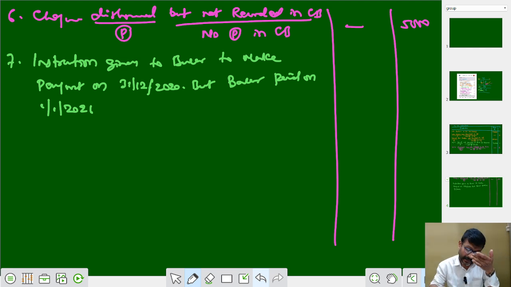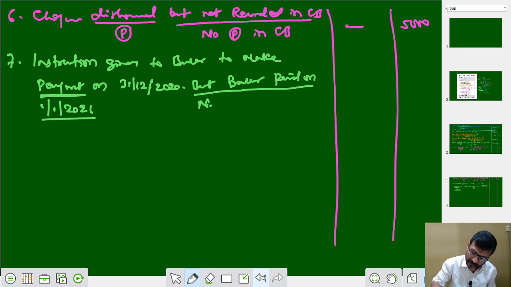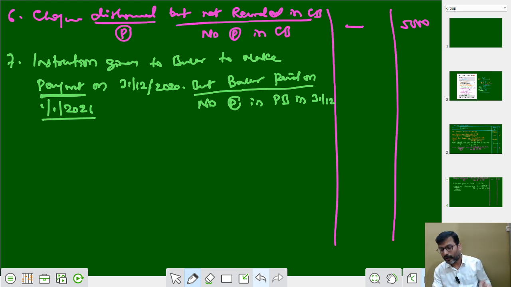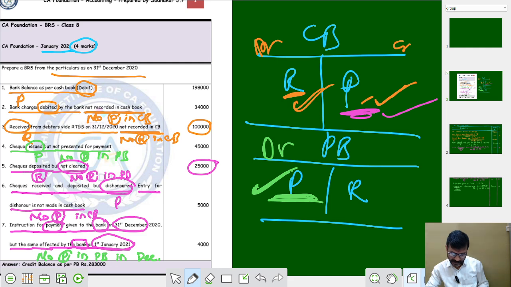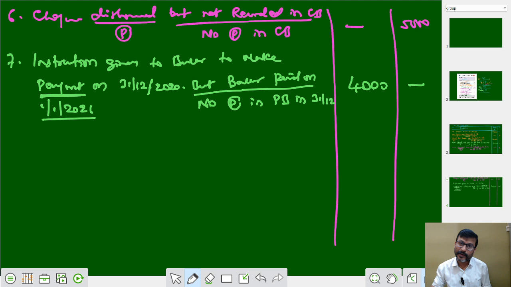So what we can say? Instruction given to banker to make payment. Okay, but banker paid on 1st January, it means no payment in passbook in 31st December. No payment means no debit in passbook. So where we have to take? We have to take it on the debit side only, credit side dash. See what happened? The next transactions, my dear kids. That's all. No other transactions. It is just for 4 marks.